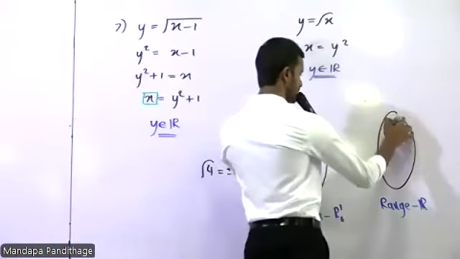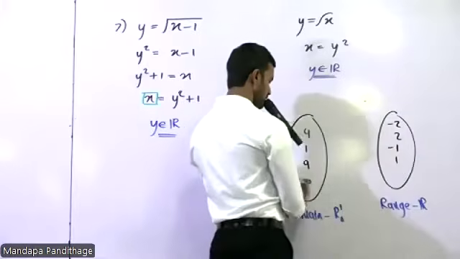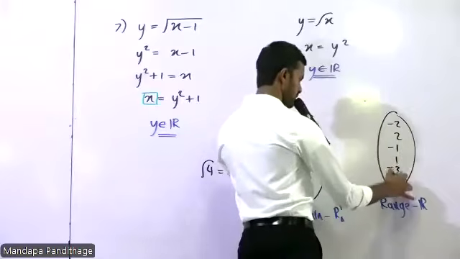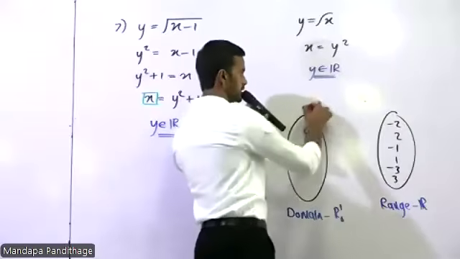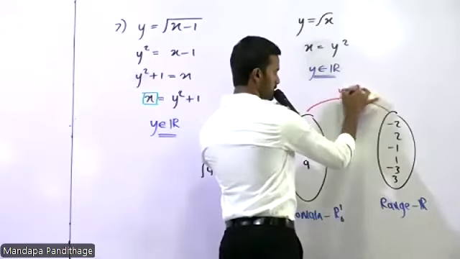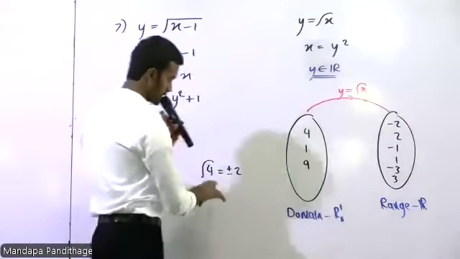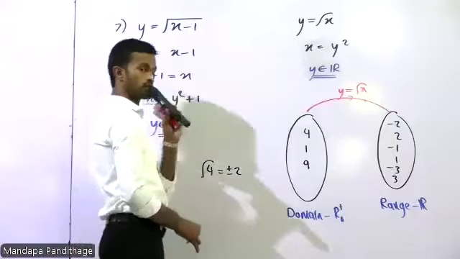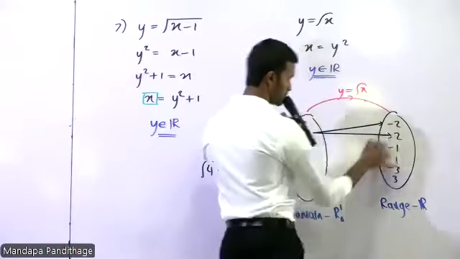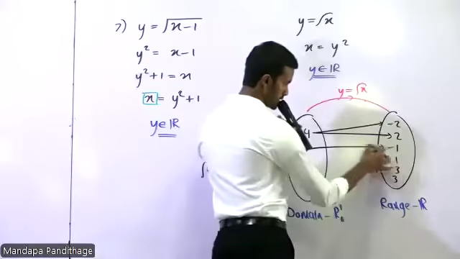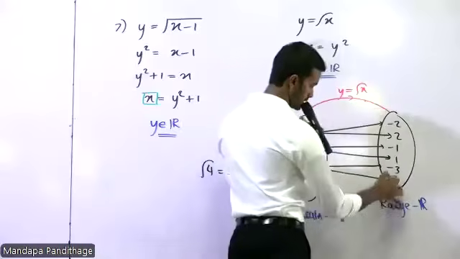If you say that we have minus 2 and plus 2 here, minus 1 and plus 1 here, and minus 3 and plus 3 here, the domain and the codomain have been connected by the function y equals root x, which means the square root of 4, we have considered that the square root of 4 is equal to plus or minus 2. This is considered to be plus or minus 2. This is plus or minus 1. This is plus or minus 3.